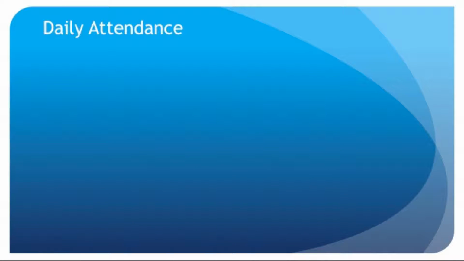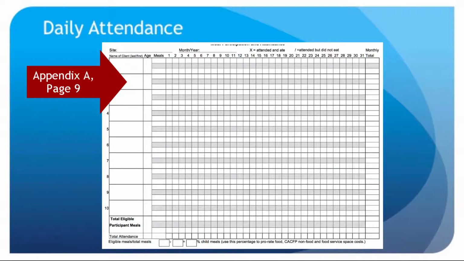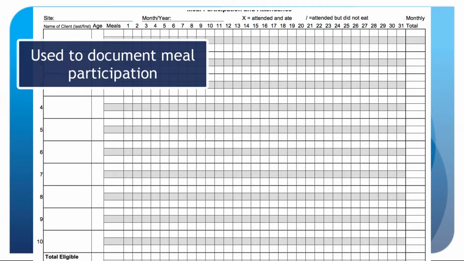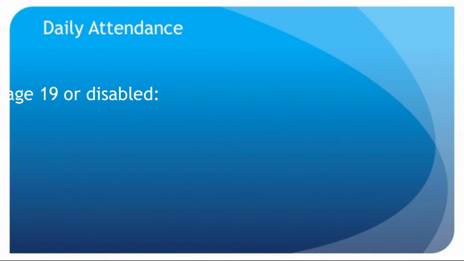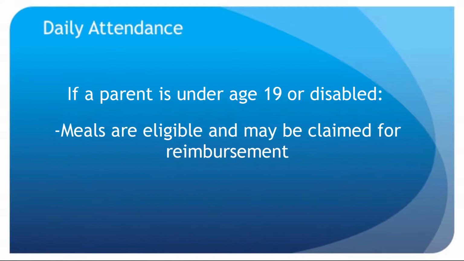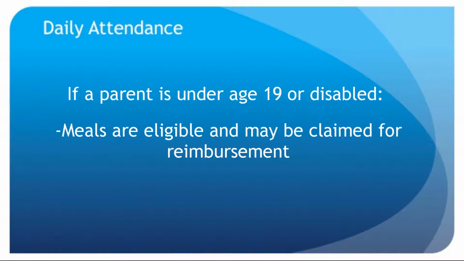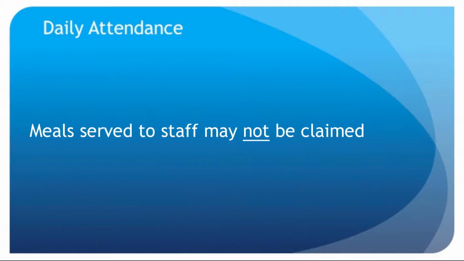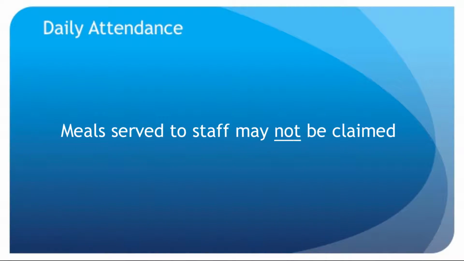A record of daily attendance is also required. Use the meal participation and attendance form for this purpose. The form is also used to document meal participation. If a parent is under age 19 or disabled, meals served to that person are eligible and may be claimed for reimbursement. Meals served to staff may not be claimed.